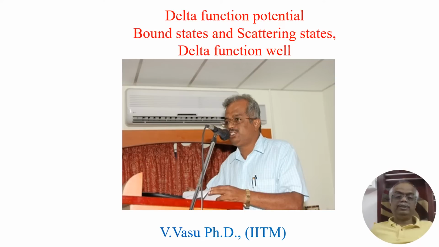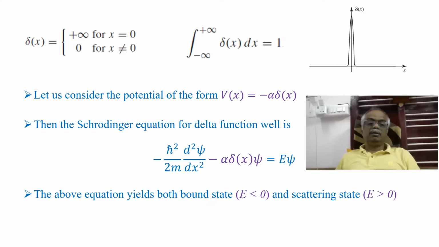Today we are going to see the delta function potential for bound state and scattering state for delta function well. In this lecture, we are going to see only the bound state. In the next class, we will see the scattering state. Before going to the delta function potential well, we will see the basic property of a delta function.